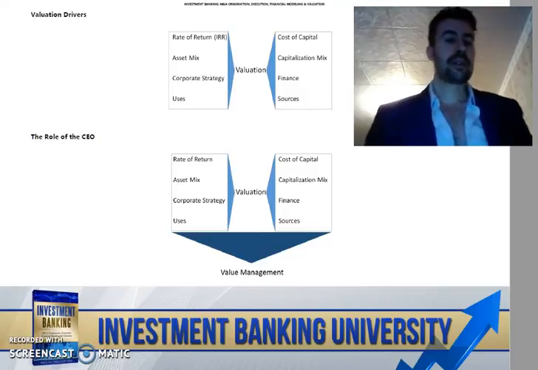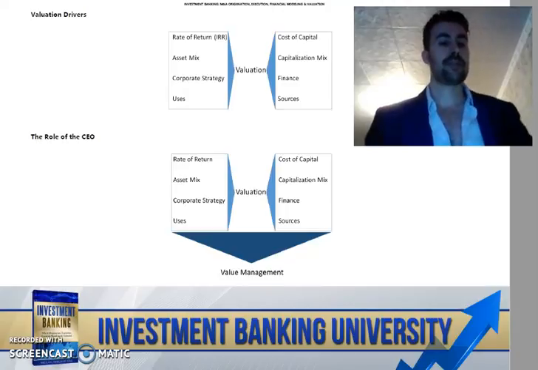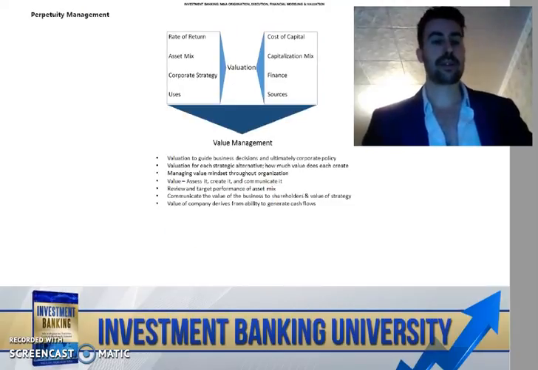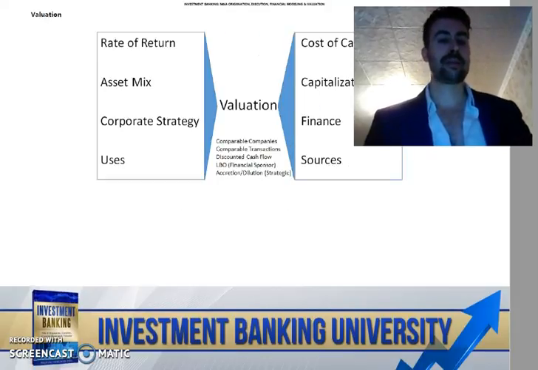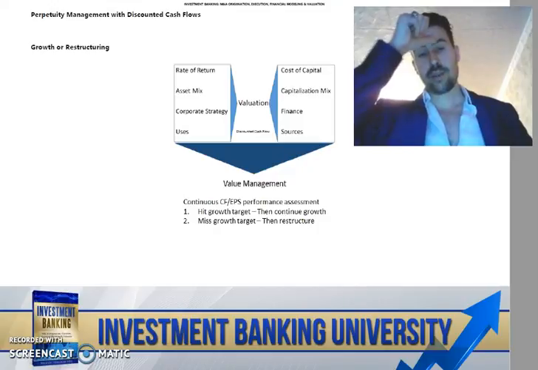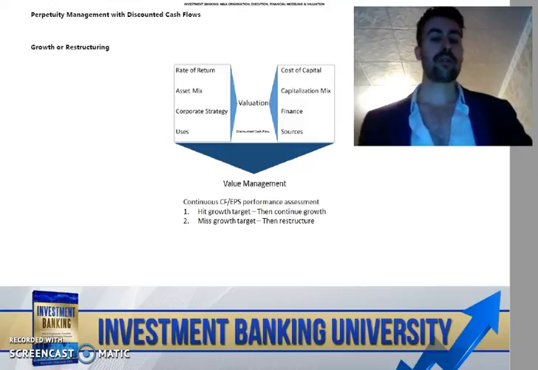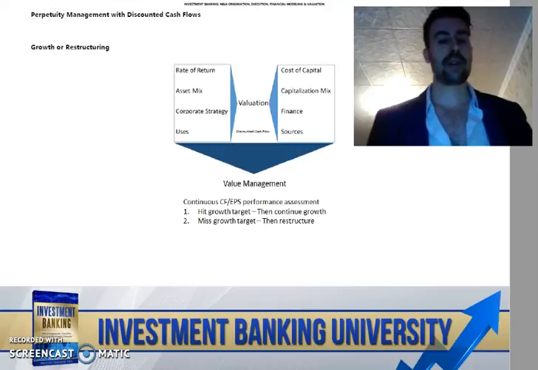So we ultimately get into the discussion of valuation drivers when talking about perpetuity management and the role of the CEO, which we've already discussed. The perpetuity management process is something we're going to get into in just a little bit. We have to consider whether we're going to be doing growth or restructuring, depending on whether we're hitting our growth targets in terms of cash flow and EPS performance assessment through time. If we have hit our growth target, we're going to continue to grow. If we missed our growth target, we're going to have to assess perpetuity analysis and then ultimately decide to restructure.